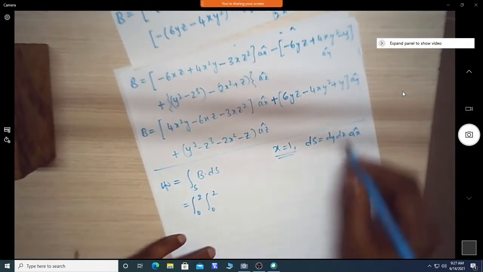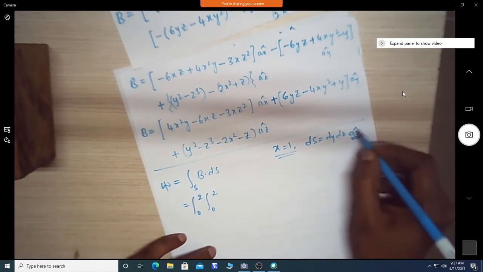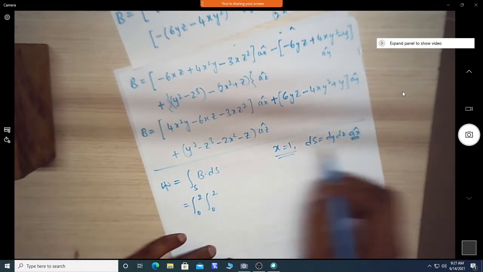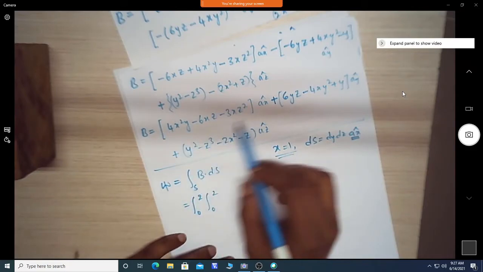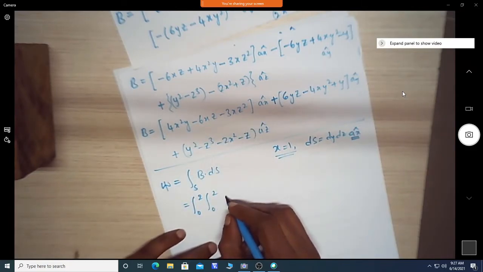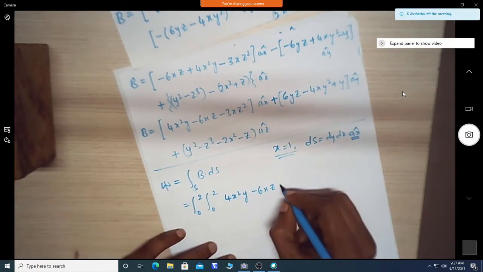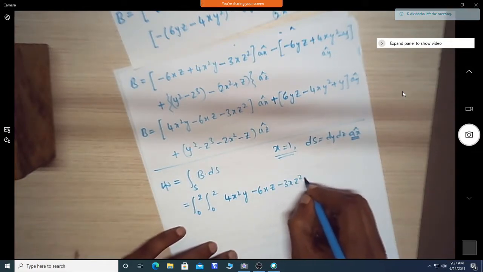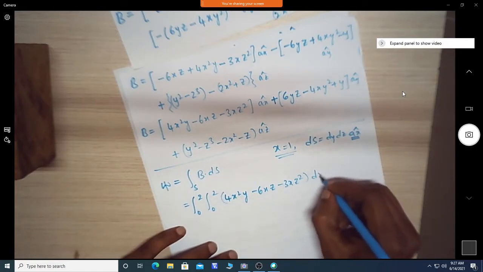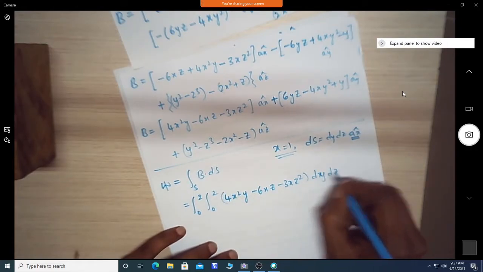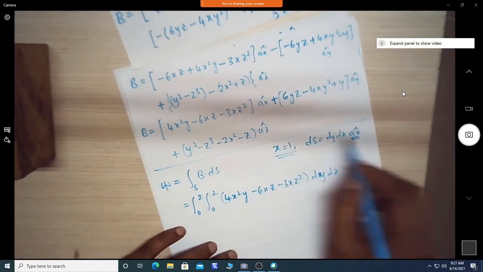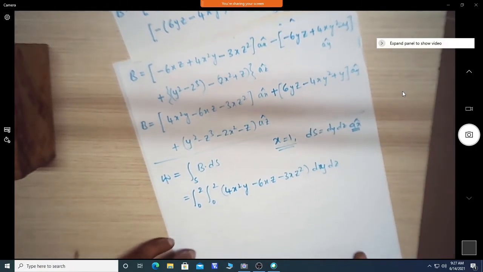Now since it is only in the x direction, B dot ds will give only the x component. So if I put 4x square y minus 6xz minus 3xz square, this into dy and dz, and ax into ax dot product becomes 1.